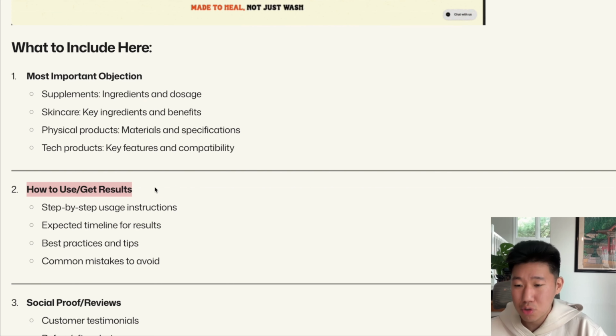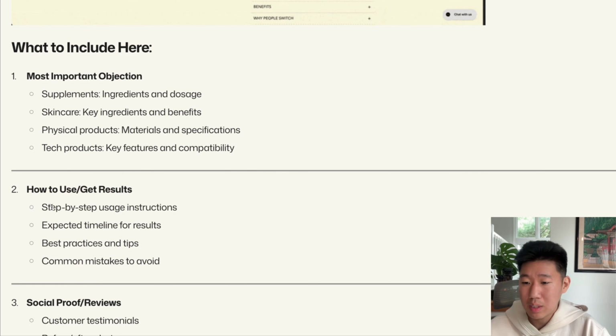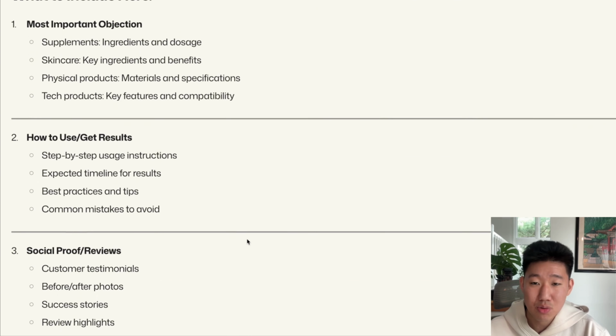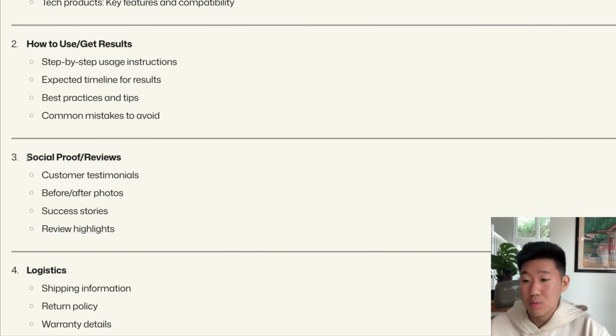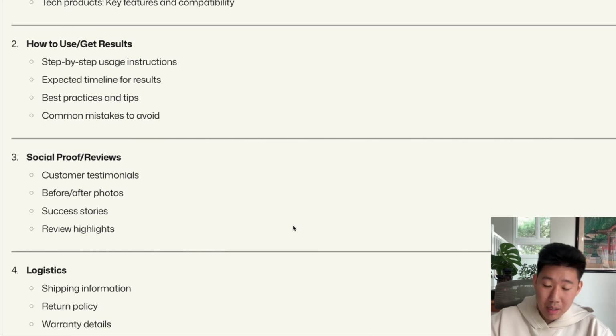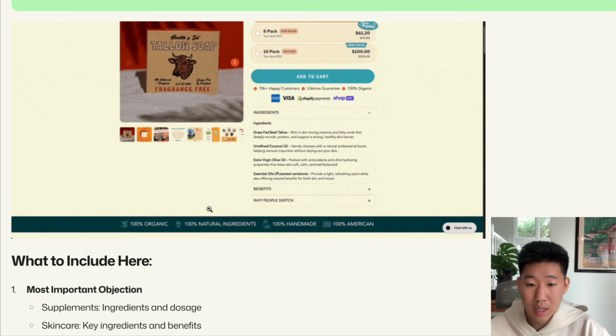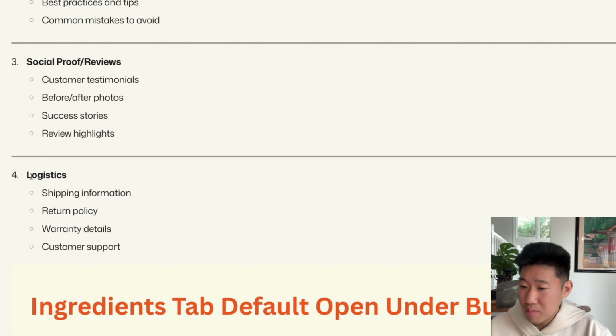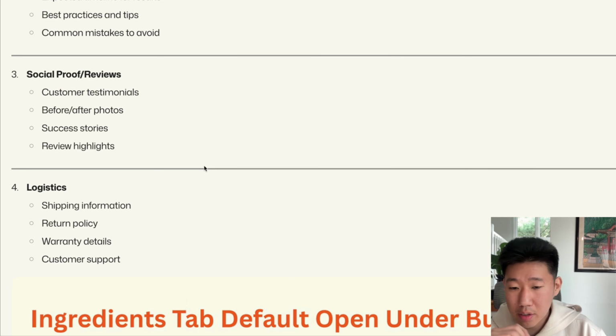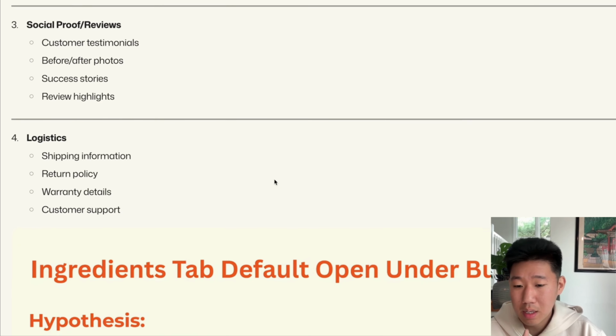Another one is how to use, how to get results. So step-by-step instructions, a basic timeline for results, best practices, common mistakes to avoid is another great one. Social proof, again, coupling back to the previous tip, leveraging social proof as much as you can. And then logistics: shipping information, return policy, warranty, customer support, anything that, again, your customer needs to feel confident enough and trust you enough to make that decision.